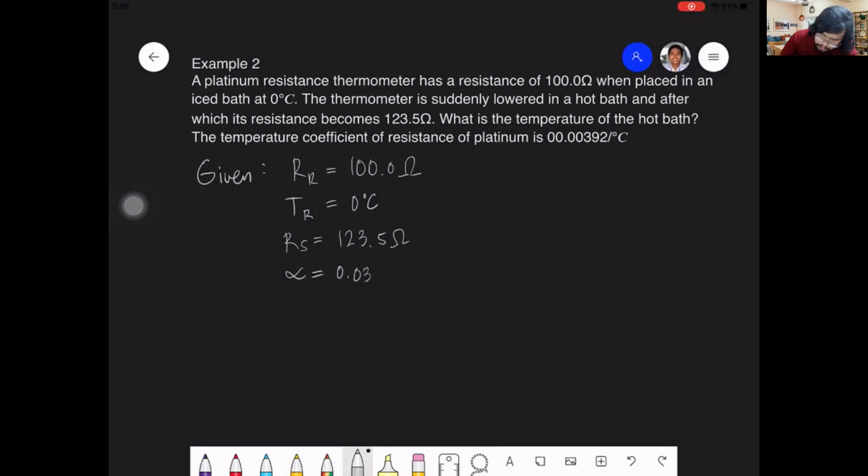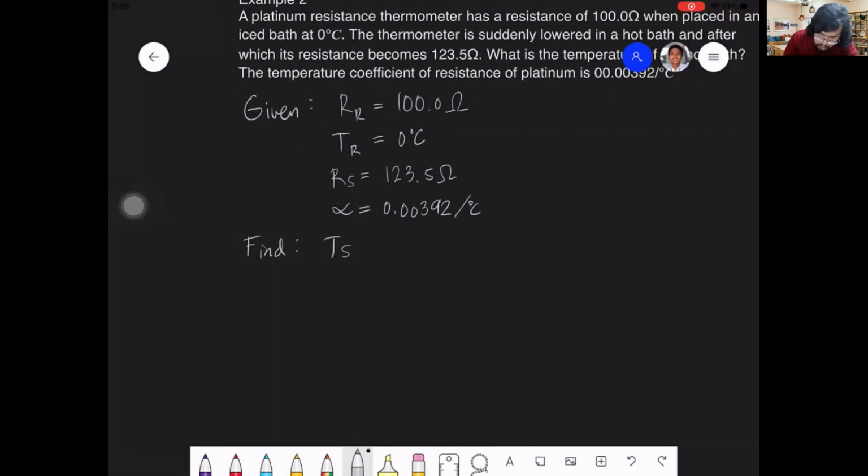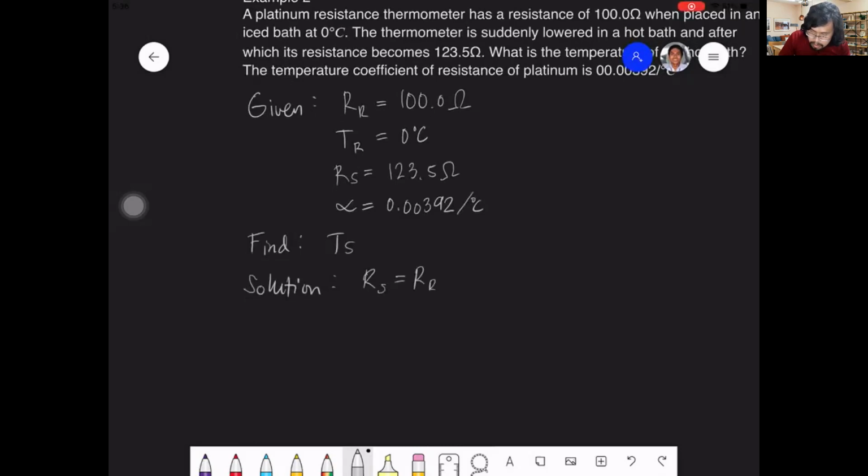The alpha is 0.00392 per degree Celsius. You have to find T sub S. Now we know that the problem is solvable using the equation R sub S equals R sub R times 1 plus alpha times delta T.